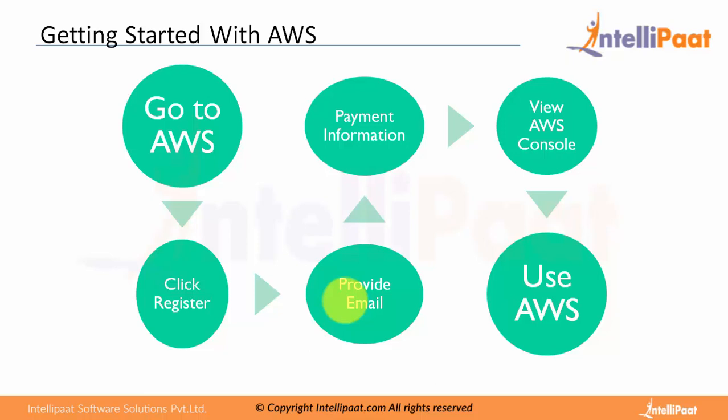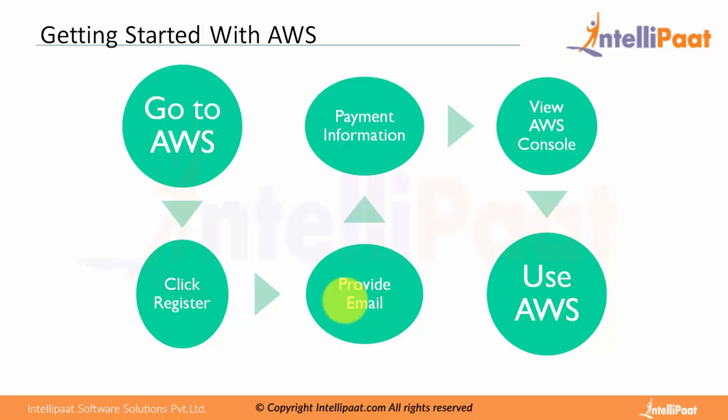The first and foremost thing is, go to Amazon.com and register. While registering, it will ask for your payment information, a credit card, which is a must. Why? Because Amazon says, I am a pay-as-you-go model. If you are using certain services, I am going to charge you for that. That is the reason I need your credit card information, which would be charged at the end of every year based on your usage.